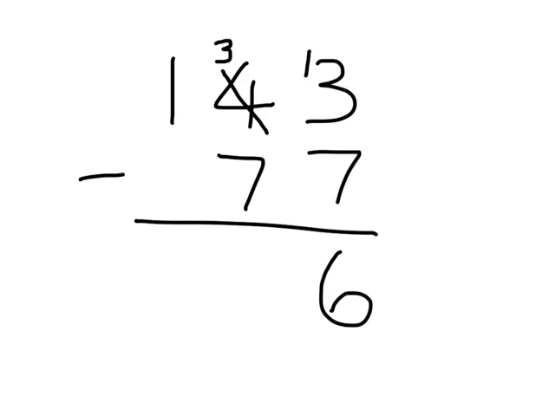Now I've got 3 tens take away 7 tens. Again, I can't take 7 tens away from just 3 tens, so I'm going to take that 100, leaving nothing in the hundreds column, and that 100 becomes another 10 tens, so now I've got 13 tens. 13 tens take away 7 tens leaves 6 tens, and I've got nothing to do in the hundreds column, so the answer is 66.